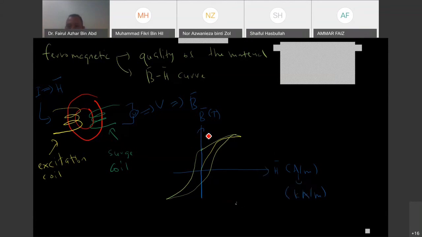So first is the saturation value of the magnetic flux density. This will determine whether this material is good enough for a certain application or not. And the second thing is, what is the value of B when H is equal to 0?